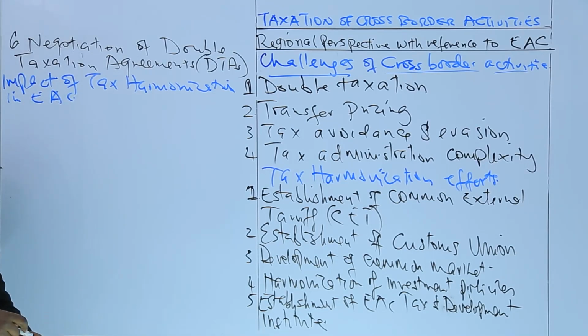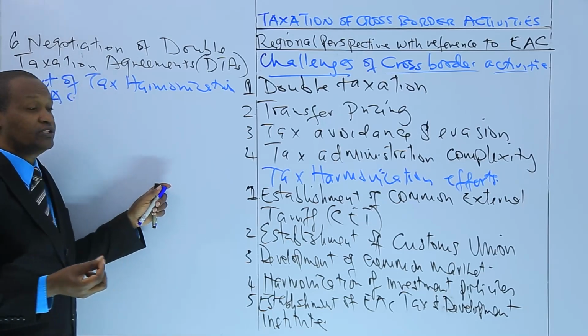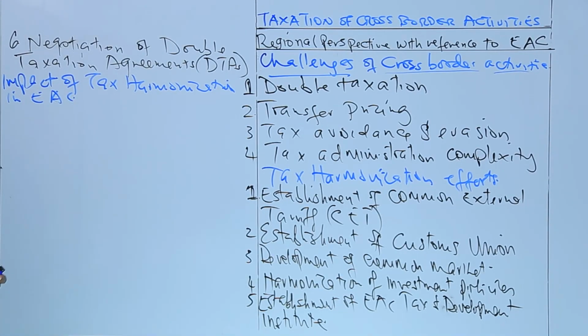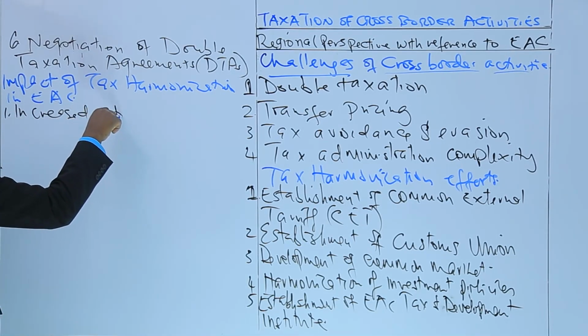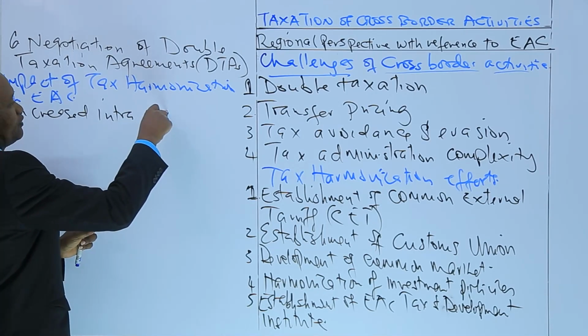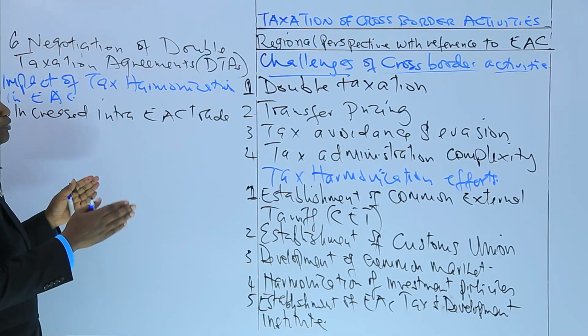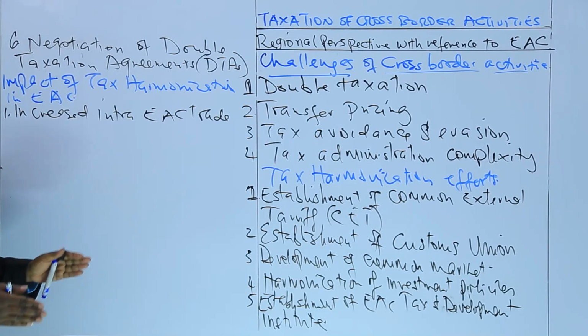The East African Community's tax harmonization efforts have had a positive impact on cross-border economic activities, including increased intra-East African trade. These efforts have led to increased intra-East Africa Community trade. Trade between the East Africa Community members has increased as a result of the tax harmonization efforts.